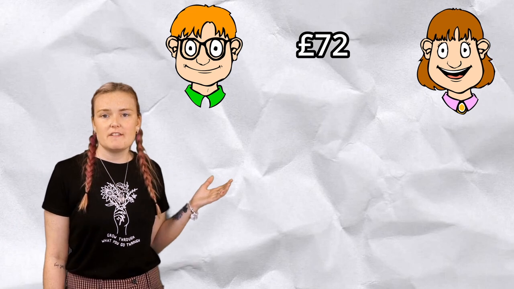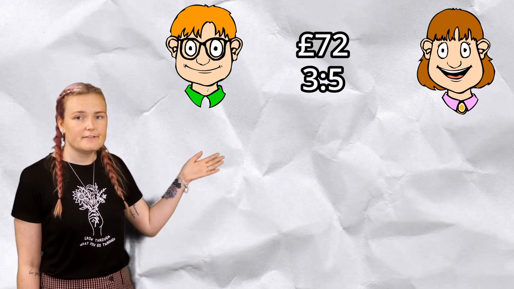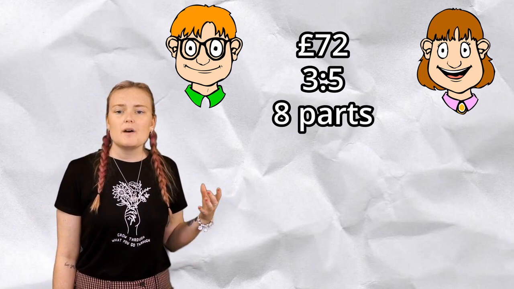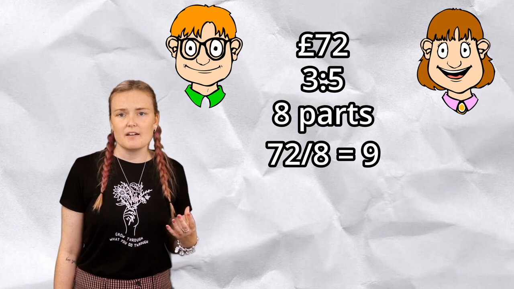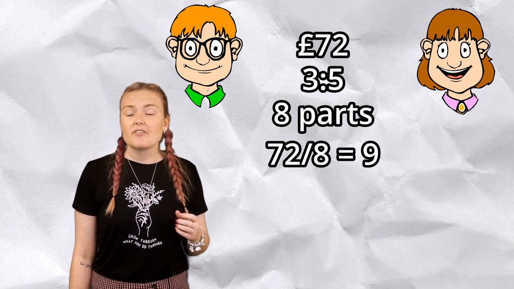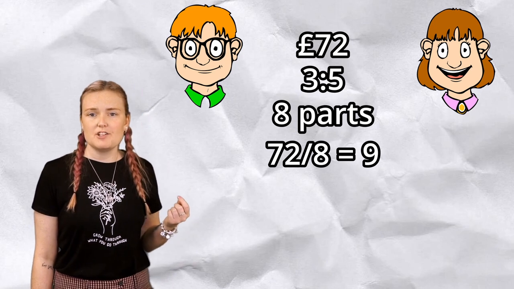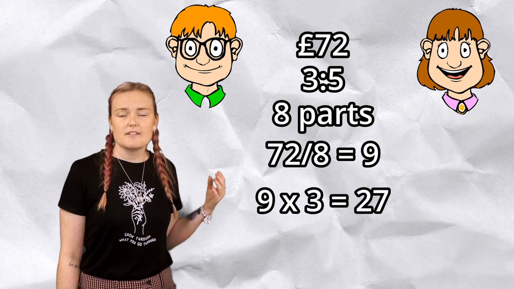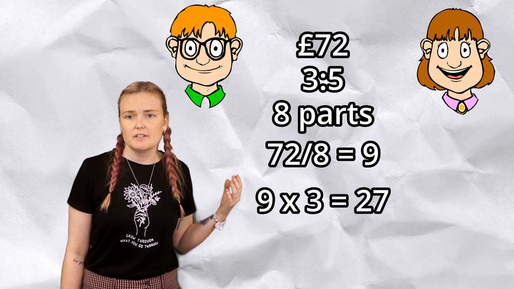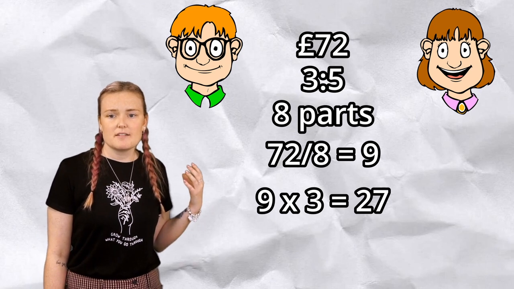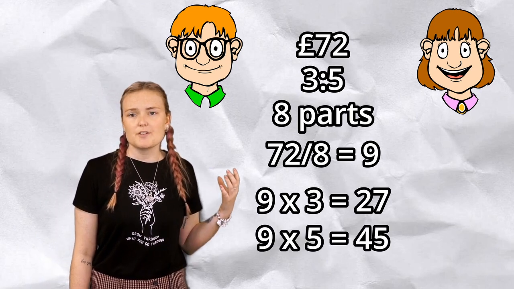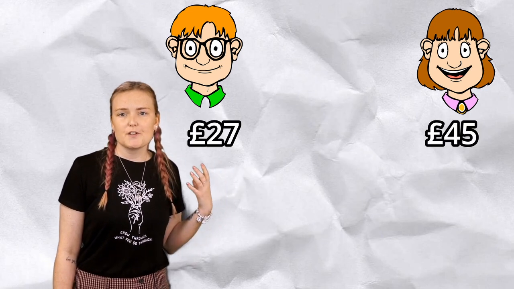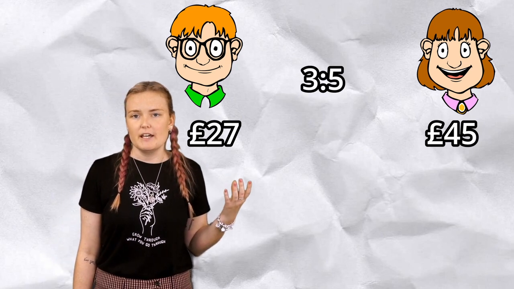Simon and Jenny are sharing £72 in the ratio of 3 to 5. So how many parts is that in total? 3 and 5 make 8. So I need to share £72 into 8 parts to find out what 1 part is. That's 9. So 1 part of our ratio is £9. Now Simon, he gets 3 of those parts, so he gets 9 times 3, which is 27. And Jenny, she gets 5 of those parts, so she gets 5 times 9, which is 45. So overall, Simon gets £27 and Jenny gets £45, and we have shared that appropriately in the ratio.